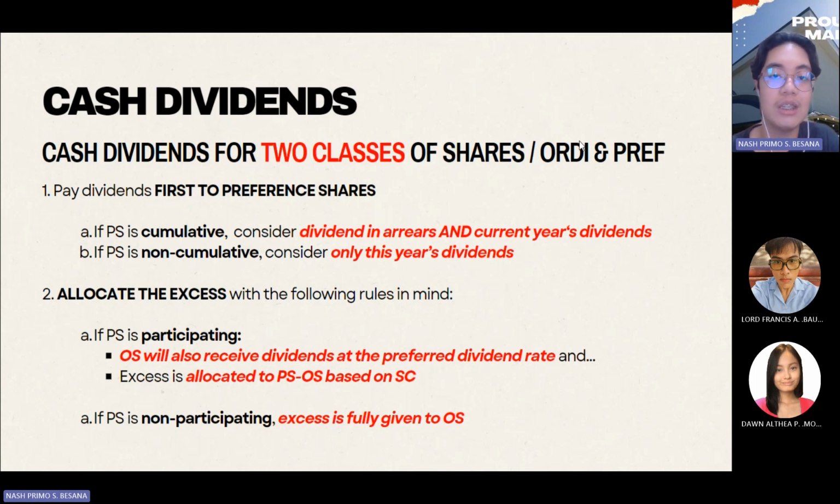Kasi hindi daw sasali si preference share sa hatian ng excess or remainder. The excess is fully given sa ordinary shares. So lahat na yon, wala ka nang need i-compute, lahat na yon sa kanila. And it must be noted na hindi rin sila bibigyan ng preferred dividend rate, pero at least sa kanila na lahat ng natira.